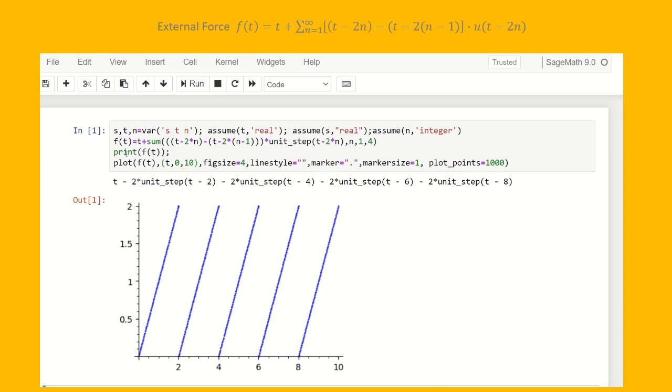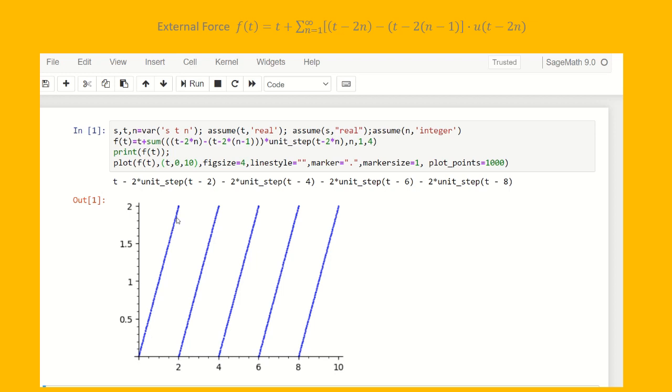Okay, print f of t. Well, here's the value of f of t, the function f of t right here. T minus 2 times unit step function t minus 2, minus 2 times unit step function of t minus 4, minus 2 times the unit step function of t minus 6, minus 2 times unit step function of t minus 8. You'll notice that's a little bit different from what we have up here for f of t. Some simplification occurred before printing out the formula for f of t. Then we plot f of t, t going from 0 to 10, and here is the plot.